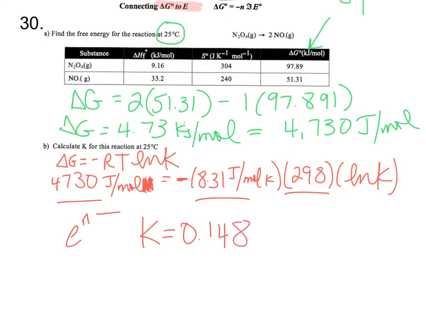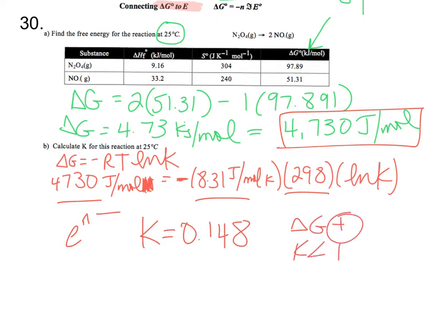Now let's talk about that. Does that number make sense? We have a K that's less than 1. So it means the reverse reaction is favored, meaning the forward reaction is not favored. Is that true based on this value? Yep, our delta G is positive, so that means our K has to be less than 1. So this checks out as being a K that makes sense. Please do that logic when you're solving problems because it'll save you from making silly math errors.